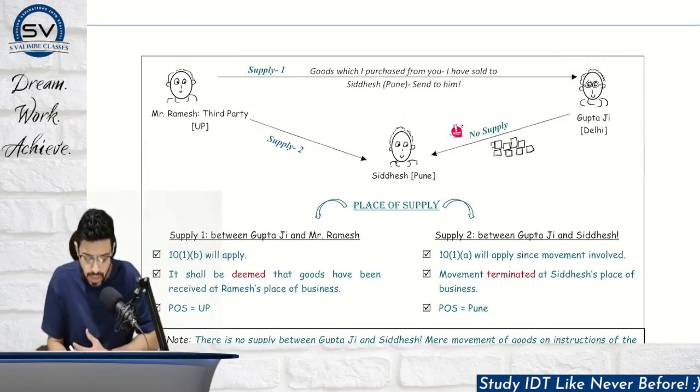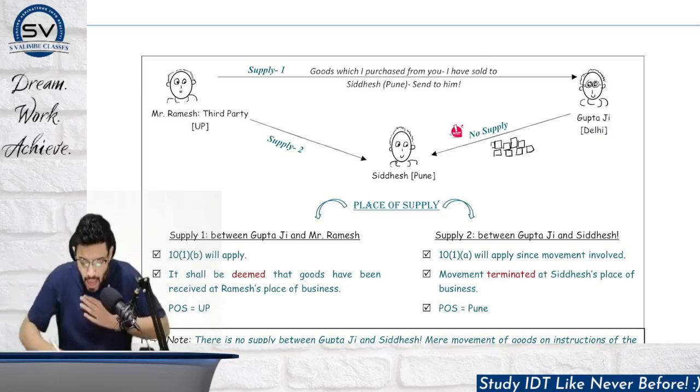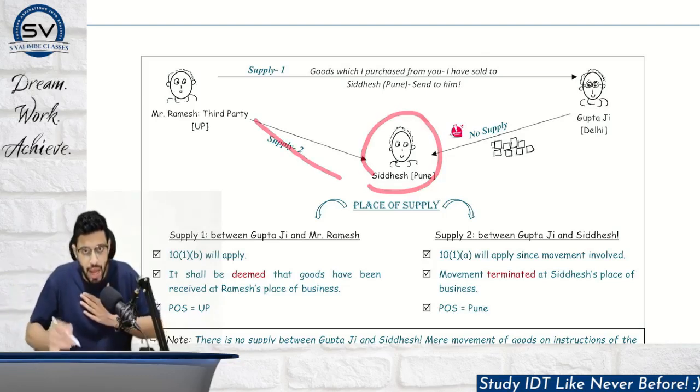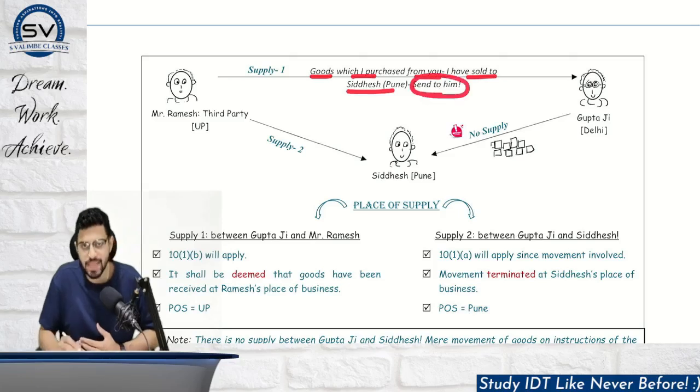So there are basically two supplies taking place in bill to ship to model, and there are three parties. Mr. Ramesh, the third party of UP, has bought certain goods from Gupta ji. While the goods were being sent or before sending, I bought those goods from Mr. Ramesh, and now Mr. Ramesh called Gupta ji and said, the goods which I purchased from you, I have sold to Siddhesh Pune, kindly send them to him.